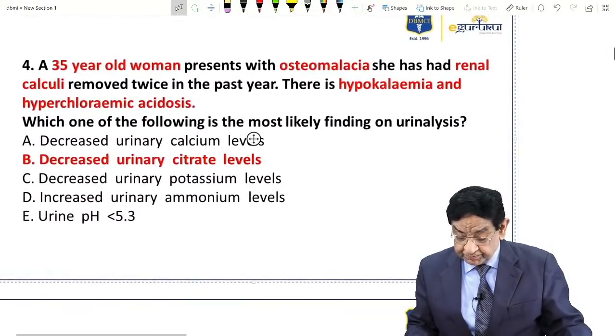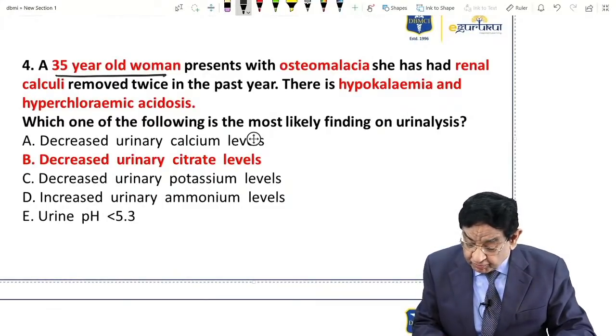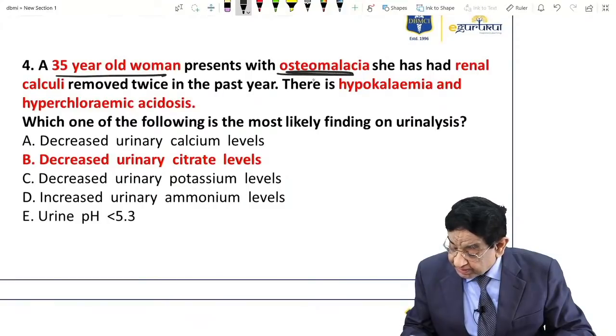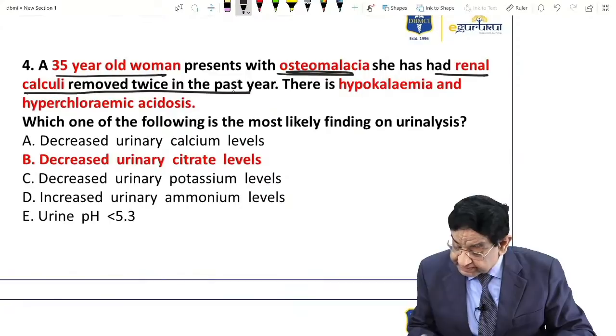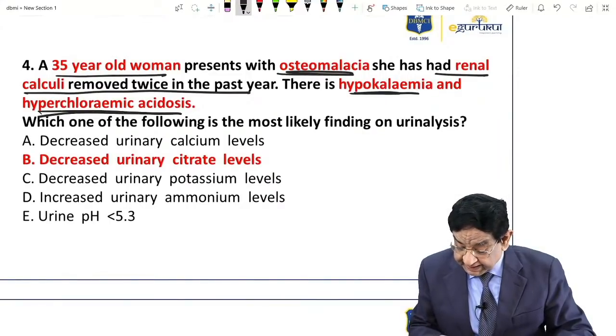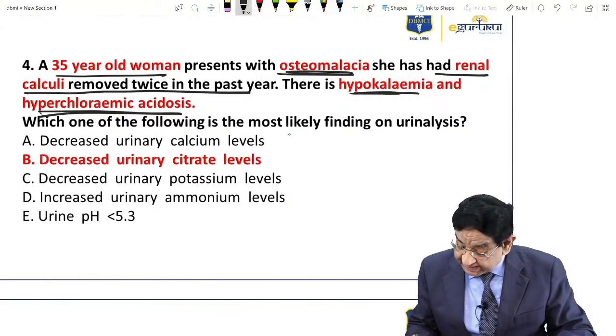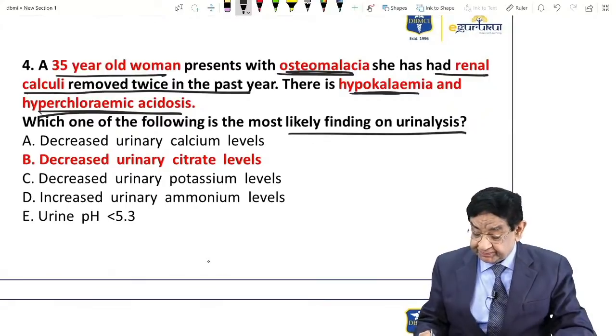Let's look into question number 4. We have a 35-year-old woman with osteomalacia, and renal calculi are there twice in the past. There is hypokalemia and hyperchloremic acidosis. What's the most likely finding in this urine?